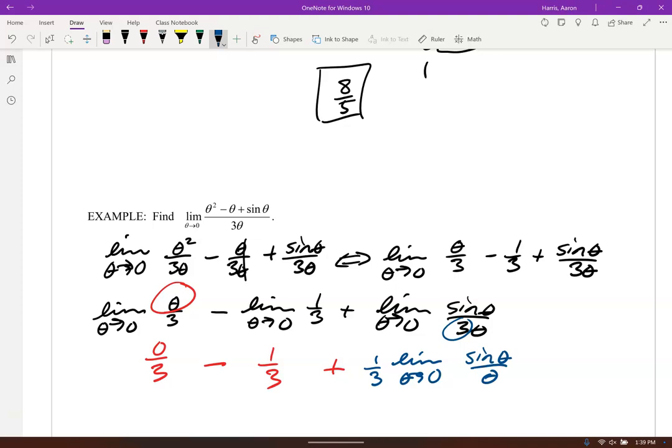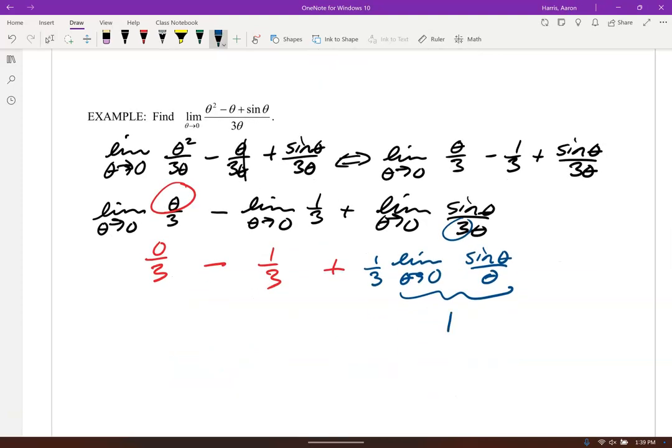Right, because that's the same thing. 1/3 times sine theta over theta is the same as sine theta over 3 theta, right? Because I know this is 1. So I get 0 over 3, which is 0, minus 1/3, plus 1/3 times 1. Well, gosh, this stupid thing just ends up being 0.